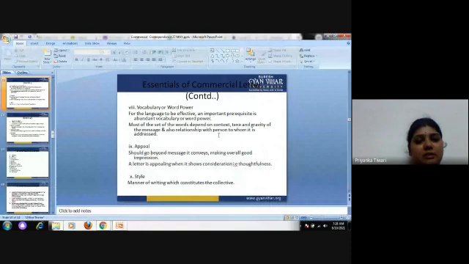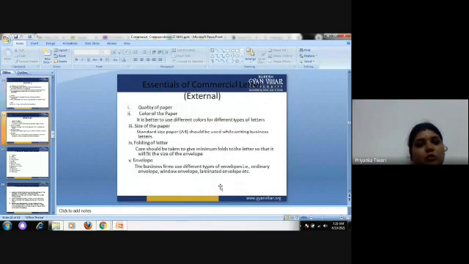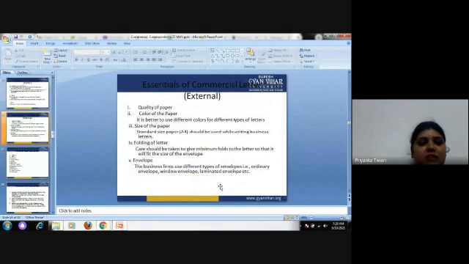It should go beyond the message it conveys, making an overall good impression. A letter is appealing when it shows consideration, that is thoughtfulness, style, and manner of writing, which constitute the collective impression, and the quality of paper and color of the paper. It is better to use different colors for different types of letters. The size of the paper should be standard size, and letterhead sheets should be used while writing business letters.